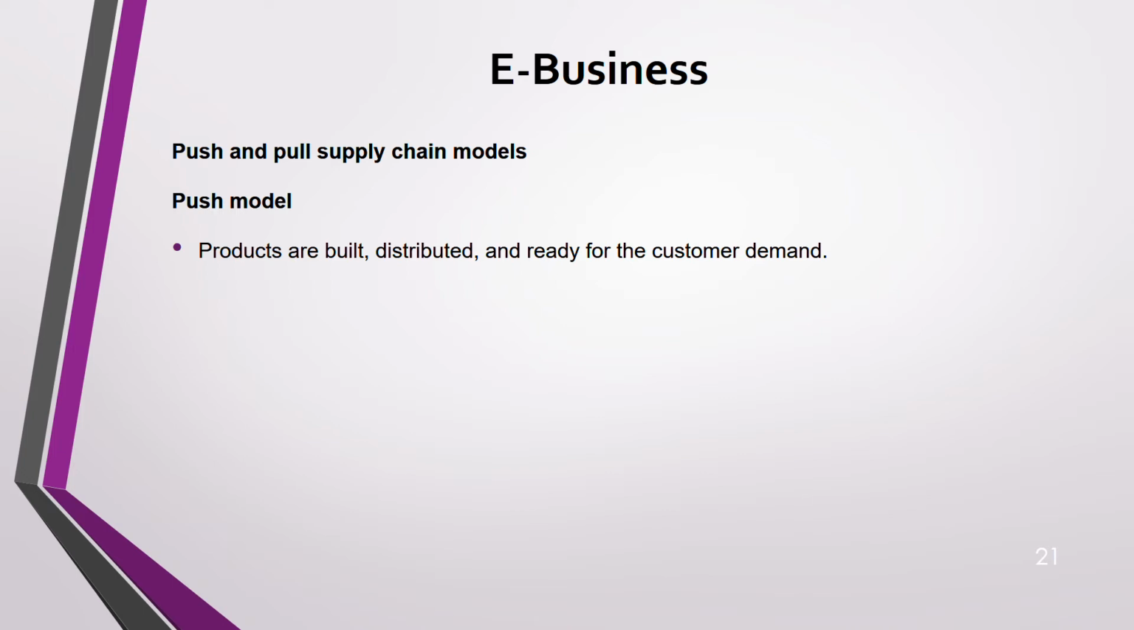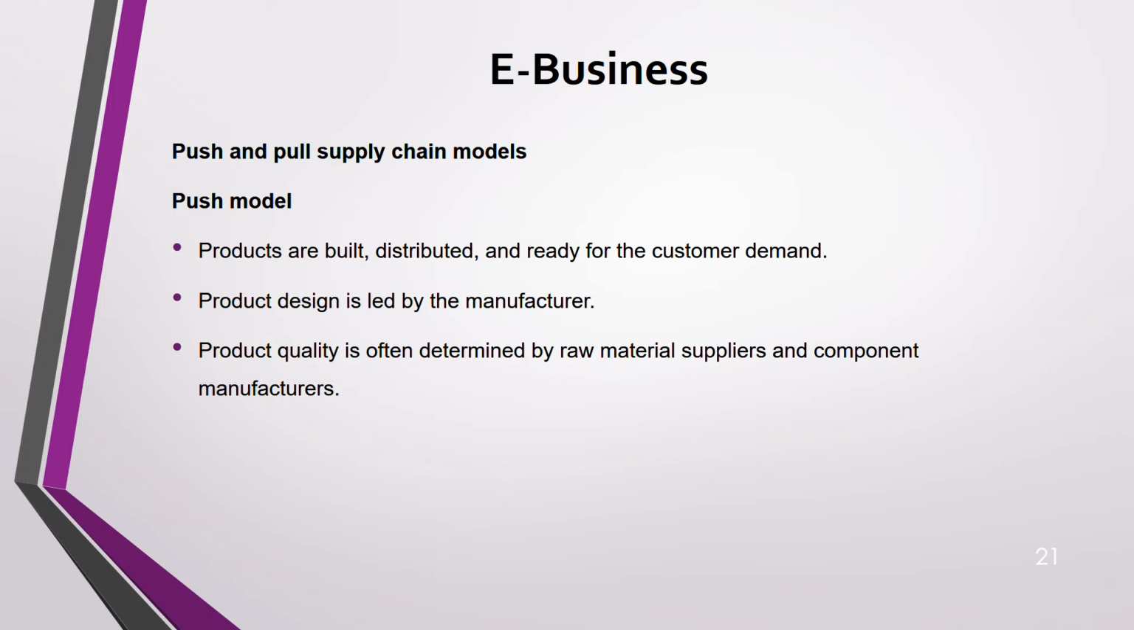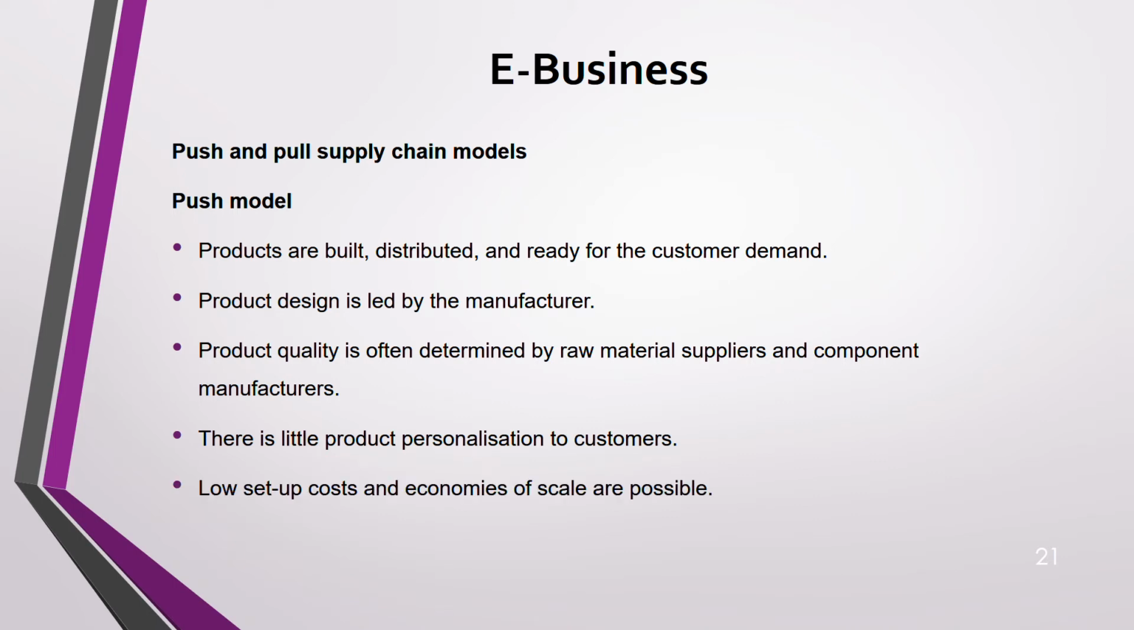Okay. Second, the push model is led by the manufacturer, the one who decides what the product design will be. Third, product quality is often determined by raw material suppliers and component manufacturers. They decide what the product quality will be because they are the ones making it. So if quality is bad, it's their fault. If it's good, again they take the credit. Products are not so much personalized. They are standard products, so their setup cost is low and they can achieve economies of scale because their standard product can be made fast, right?